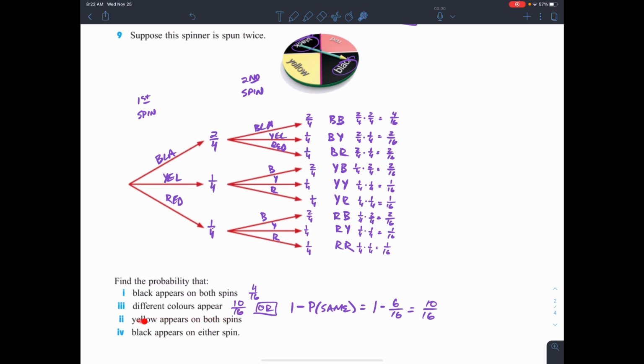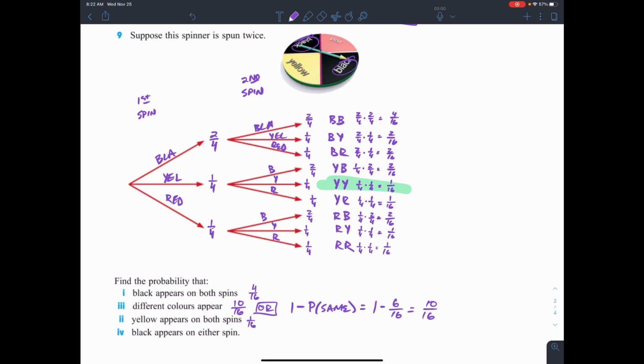What's the probability that yellow appears on both spins? Yellow appears on both spins. Okay, so yellow appears on both. That's just going to be this one. Yellow's on both. Okay, so 1 out of 16.